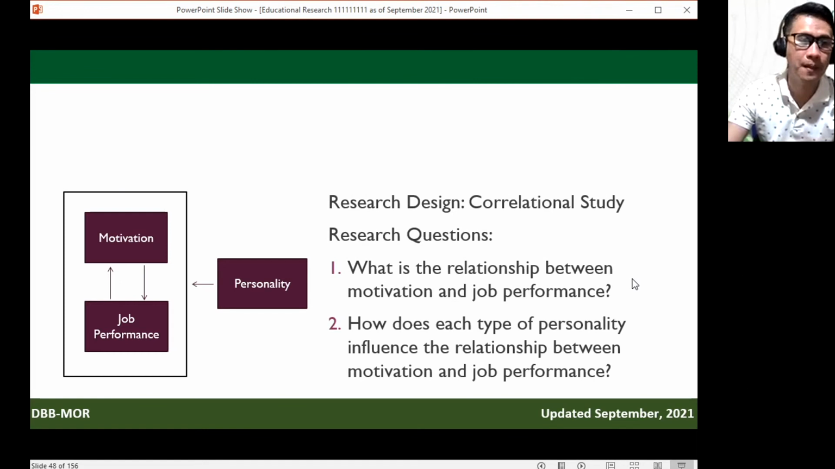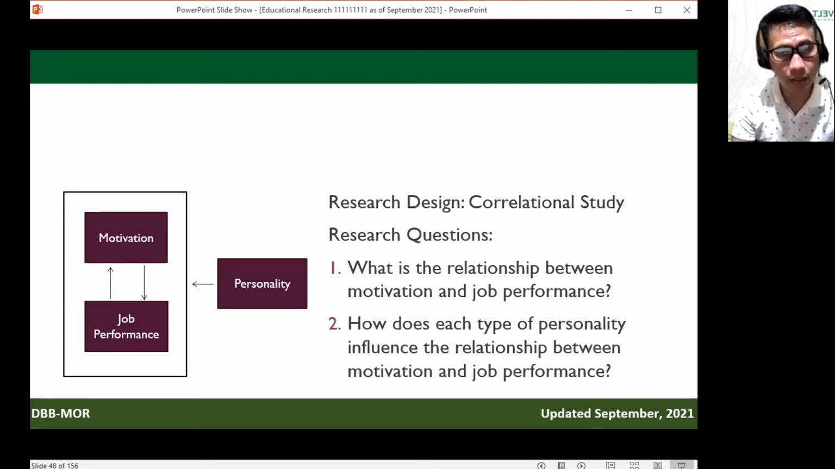Diba? So as you can see here, this is one of the conceptual frameworks that can be considered when doing correlational research. So motivation, job performance, and types of personality. So the research design that can be used immediately by just simply looking at the conceptual framework is correlational study or correlational research. Tama?